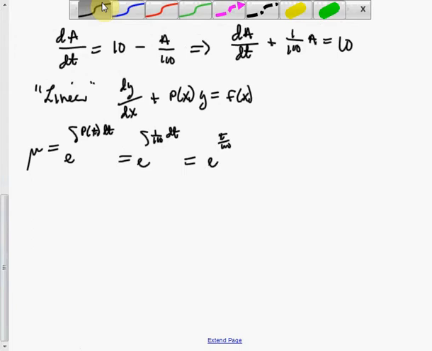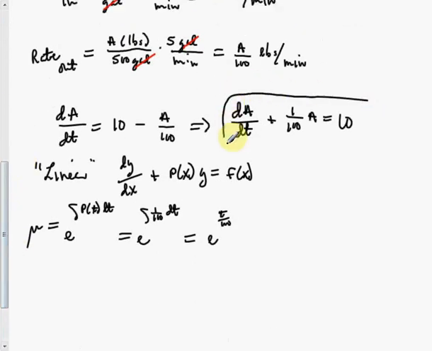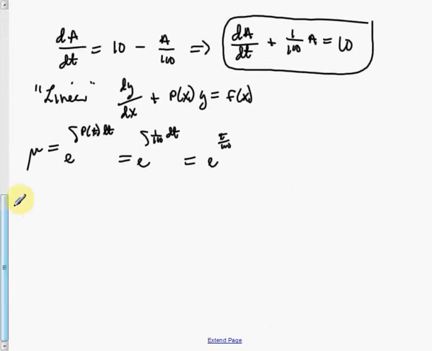So I multiplied the left side and the right side by the integrating factor. And the equation that we're looking at is this one here. So remember we said that the left side is the derivative of the product of the integrating factor e to the t over 100 times the dependent variable, which is A, is equal to the right side multiplied times the integrating factor, 10 times e to the t over 100. Is everybody with me on that? Is that okay?